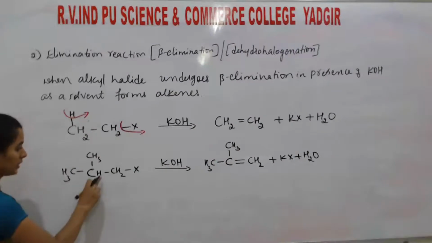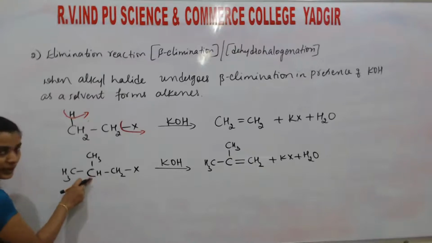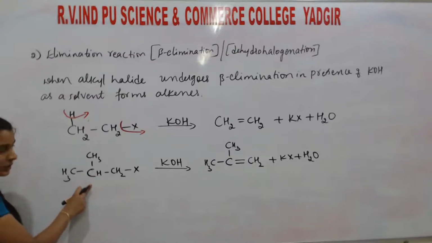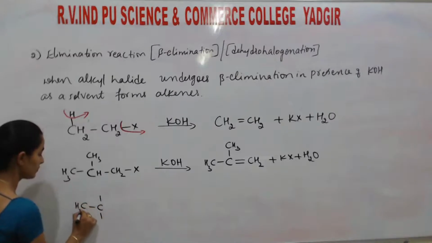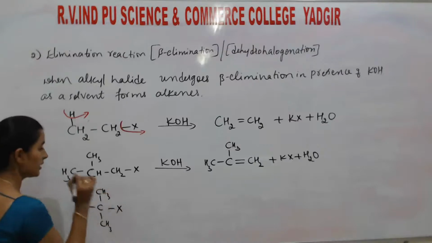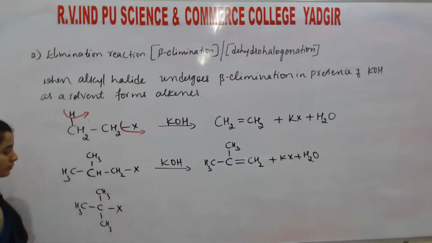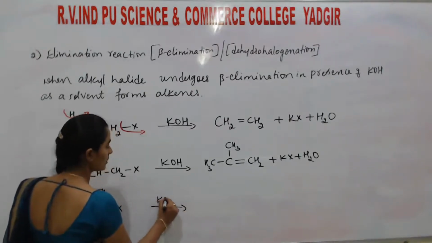Understand? Here the reaction takes place. This is the carbon atom alpha. This is beta carbon. Understand? And next, if you take tertiary, which directly X is attached. Okay. Here the product formula is what?